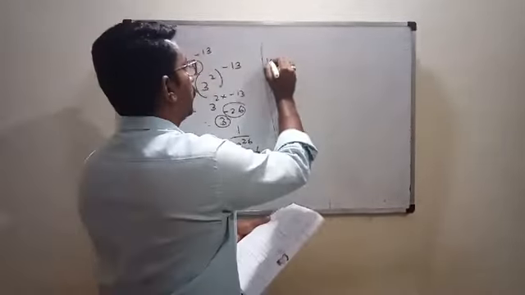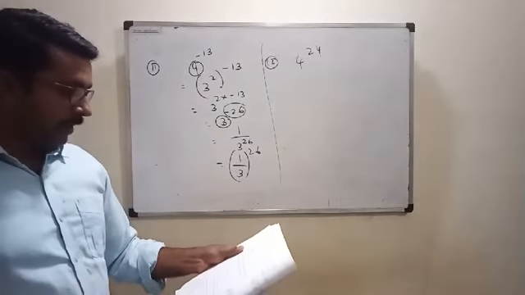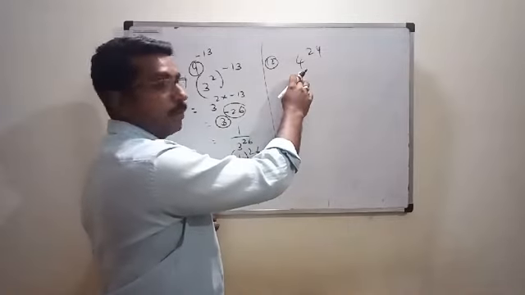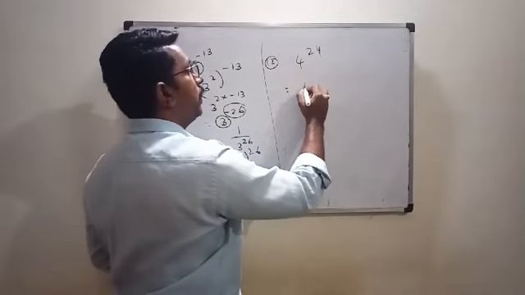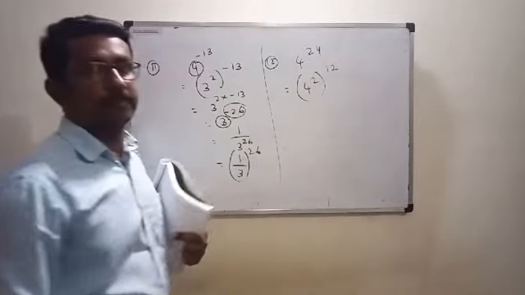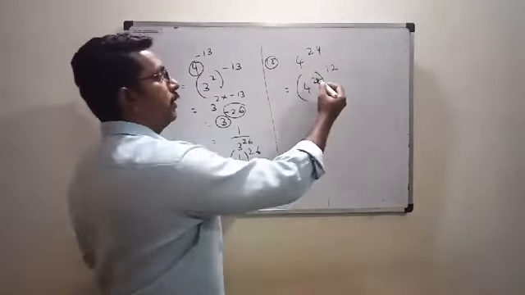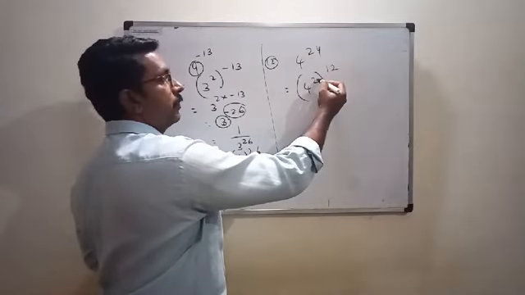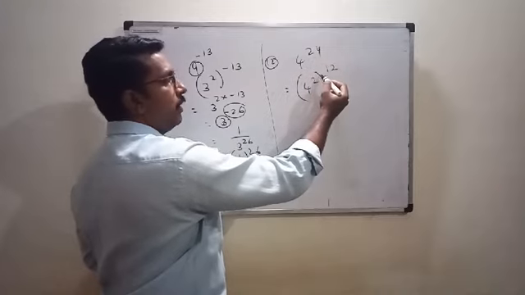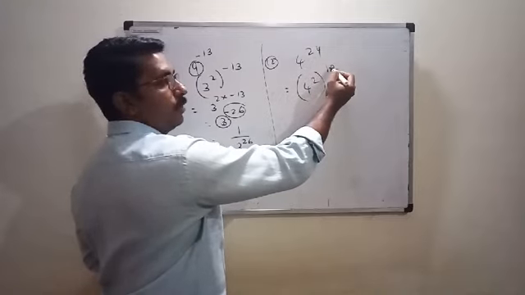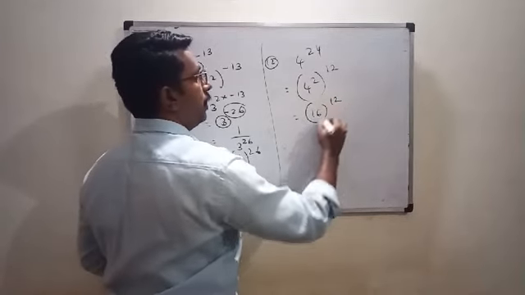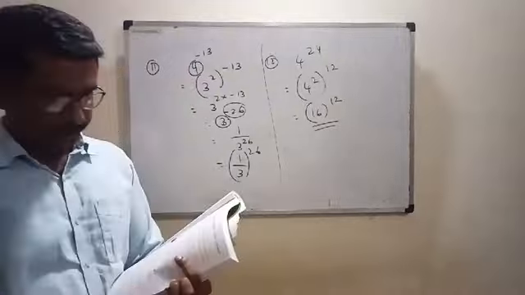4 to the power 24. Look at it as an exponent with the base 16. What is the base here? 4. You have to make it the base 16. So you can write it as 4 square to the power 12. How? Apply the power law: 2 into 12 is 24. So we are splitting this as 4 square and to the power 12. So 4 square is 16, to the power 12. Okay.